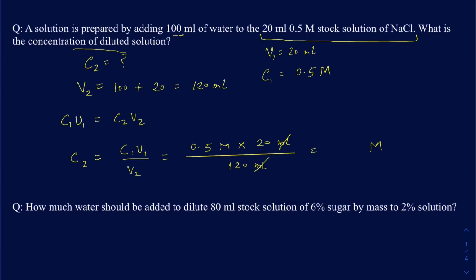So I got 0.5 times 20 and divide that by 120, so that's going to give you about 0.083. That's going to be your final concentration of the diluted solution once you add 100 milliliters of water to this stock solution. Okay, let's do another one.